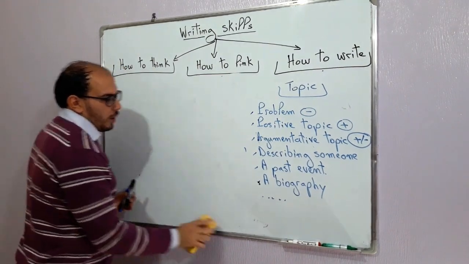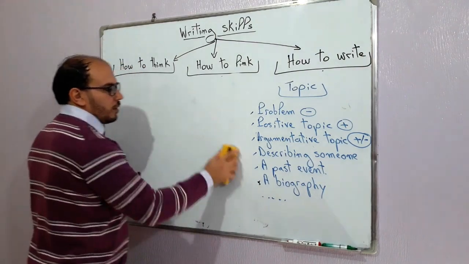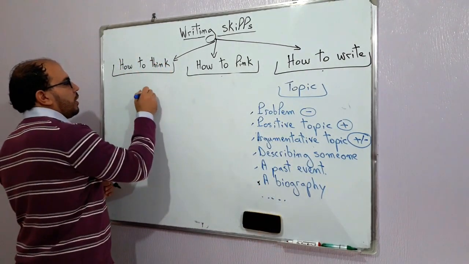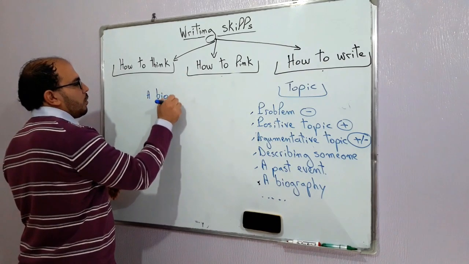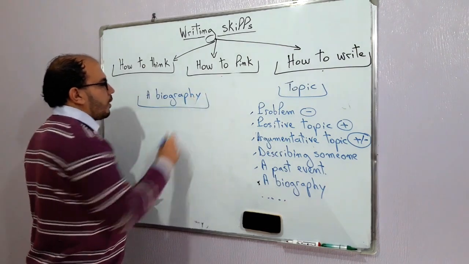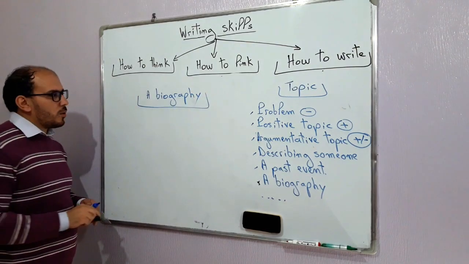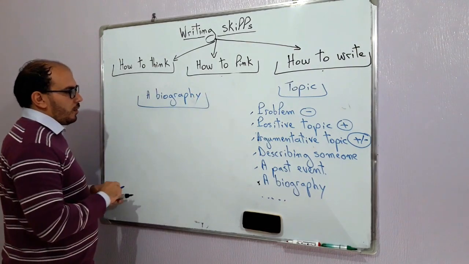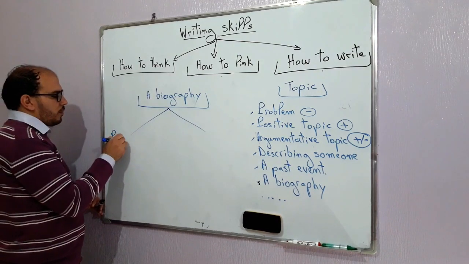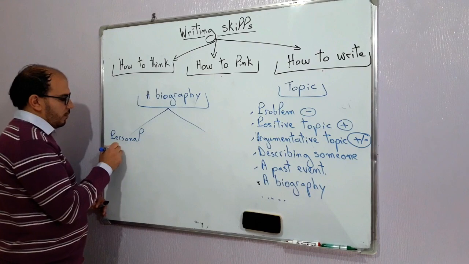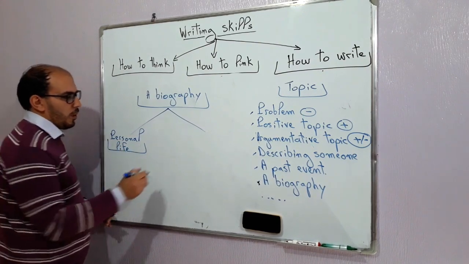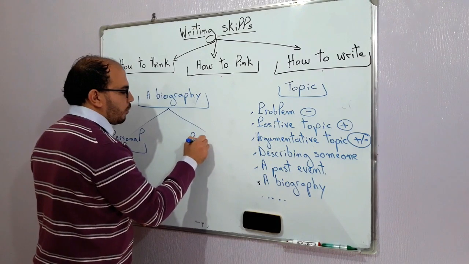Right, suppose the last thing is a biography. Suppose that I have to write a biography. Okay? For a biography, there are two things to mention here. The first one is personal life. Okay? The personal life of this person, and also we have professional life.